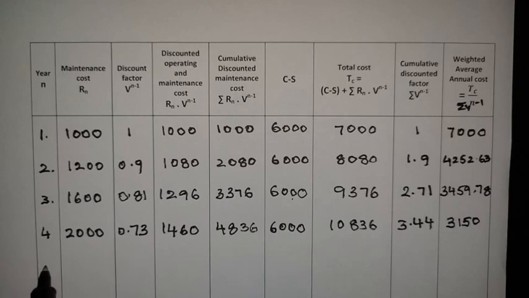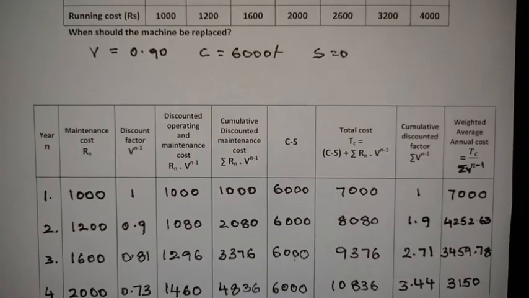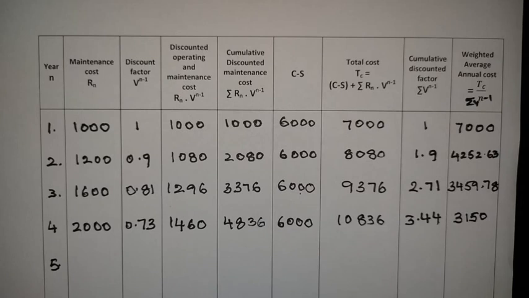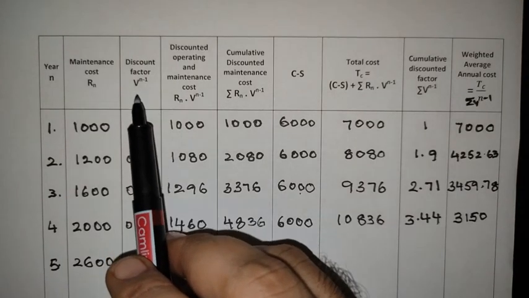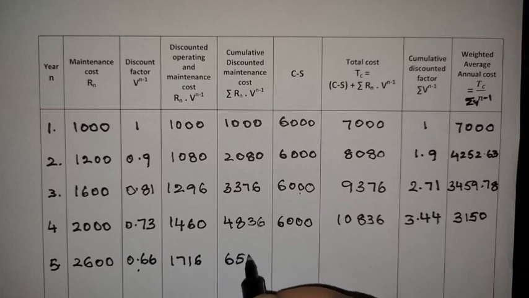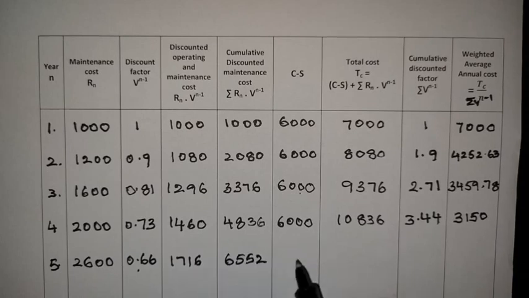That is the fifth year I am doing. In the fifth year, what is the maintenance cost? 2600 rupees. So now take that, 2600. Now v power 5 minus 1, that is v power 4, that means 0.9 power 4. We will get 0.66. Rn, 2600 into 0.66, we will get 1716. Next, sigma value 4836 plus 1716, we will get 6552.